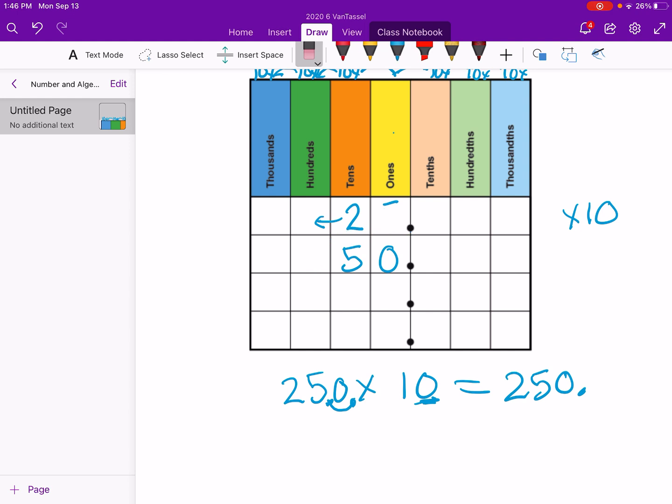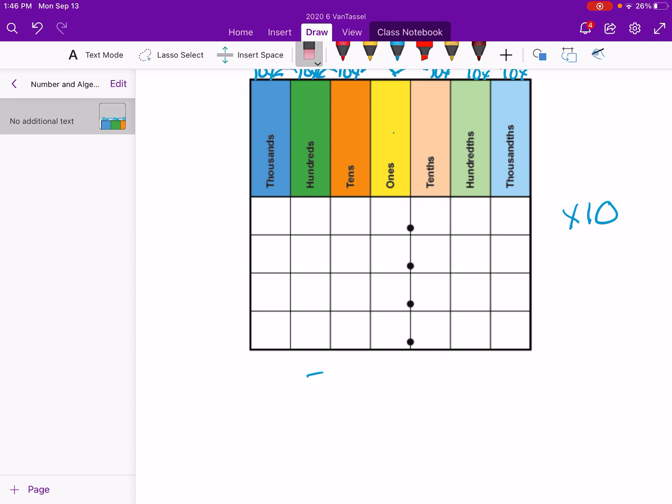Let's look at just one more. Let's say it was 3.6 times 10. These numbers are going to move over one spot this way because it's going to make the number bigger. And so this 3 would be here, this 6 would be here. So the answer would be 36.